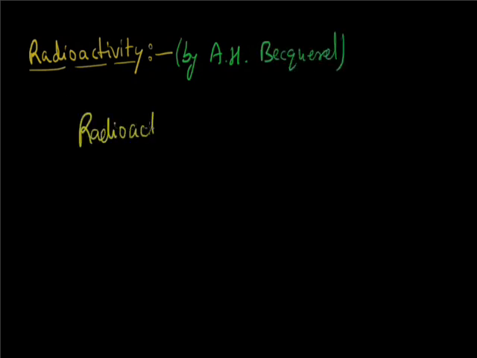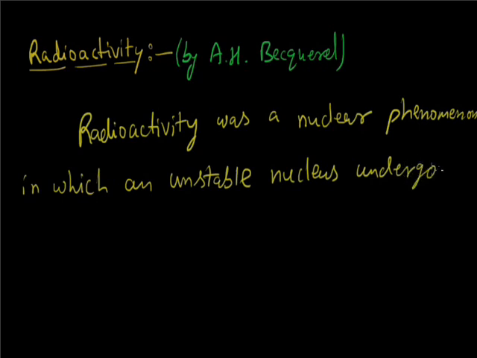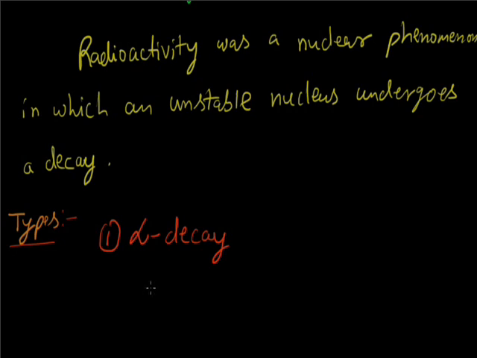Radioactivity is a nuclear phenomenon in which an unstable nucleus undergoes a decay. The type of radioactive decay is alpha decay. In alpha decay, the nucleus of helium, 2He4, is emitted.